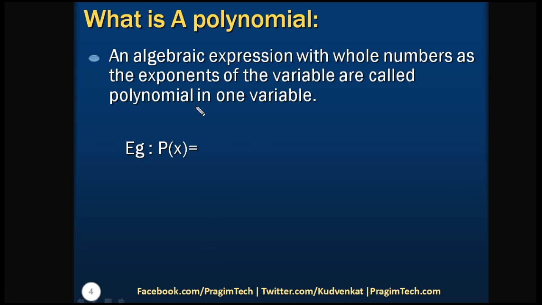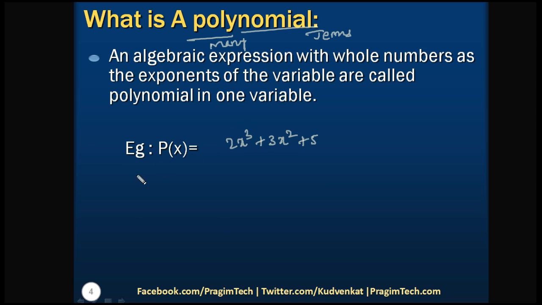Students, now let us define polynomial. The word poly means many and nomial means terms. So that means it is a combination of many terms. So let's define polynomials. It's nothing but an algebraic expression with whole numbers as exponents of the variable. Let's consider one example, 2x³ + 3x² + 5. If you observe here, the exponent of the variable is a whole number. Then we can say that it is a polynomial.